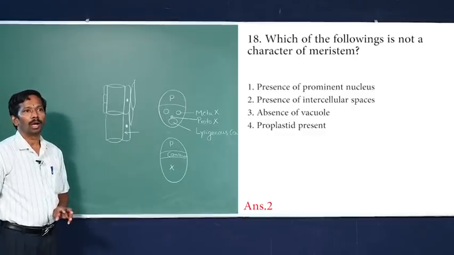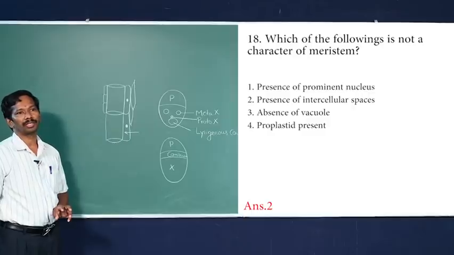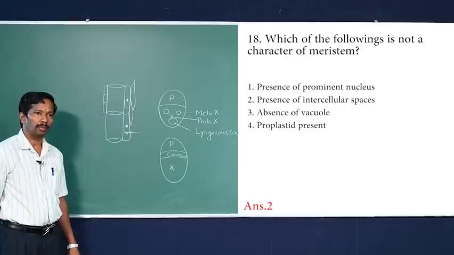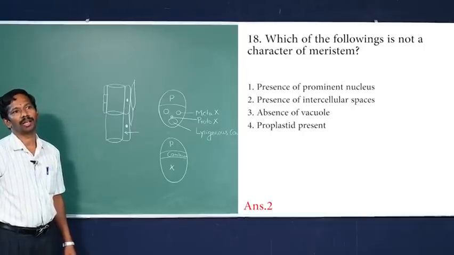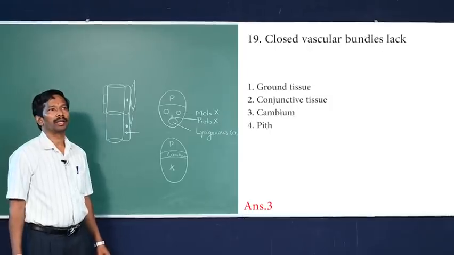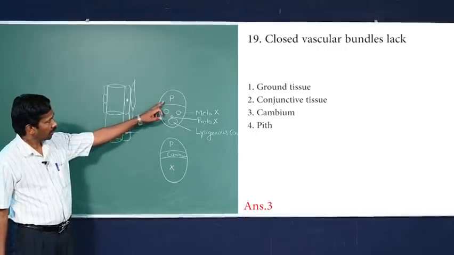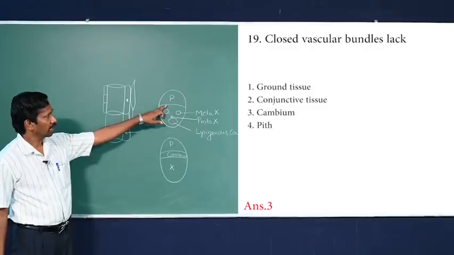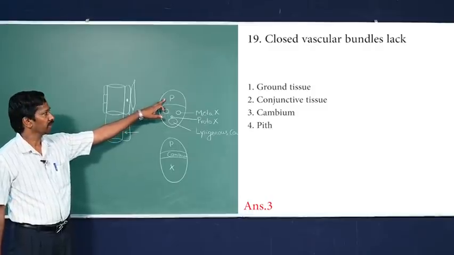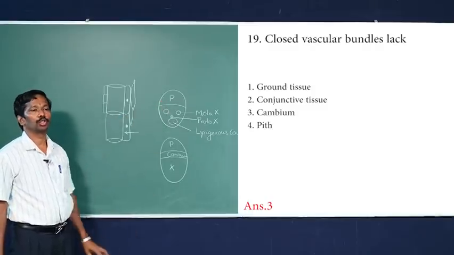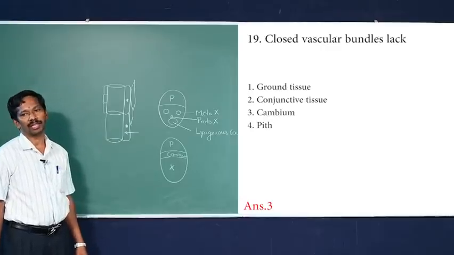So of the following, option number 1, presence of prominent nucleus, option 2, presence of intercellular spaces, absence of vacuole, and proplastids are present. Answer 2 should be the answer for question number 18. 19th question, closed vascular bundles lack, as already given earlier in the diagrammatic representation, they lack cambium in between xylem and phloem, so the answer should be 3 for question number 19.